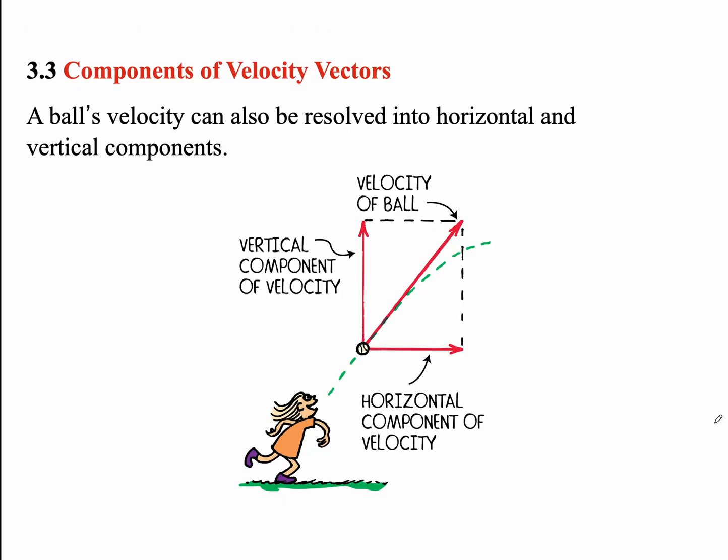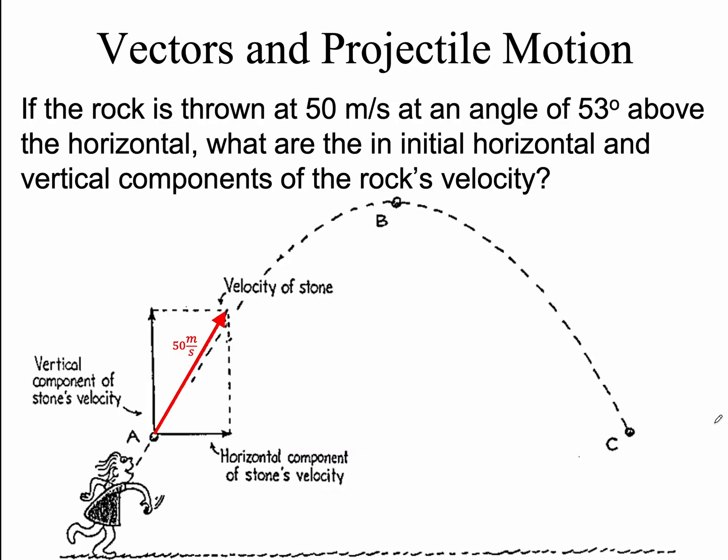All right. Last piece I want to get into just real quick so you can sort of see how this all fits together. This girl just threw a ball at an angle. Well, we can break that velocity into the vertical and horizontal components. Say, for example, she threw it at 50 meters per second at an angle of 53 degrees, where this is 53 degrees above the horizontal. How in the world would you solve this thing? Well, just use a little bit of trig.